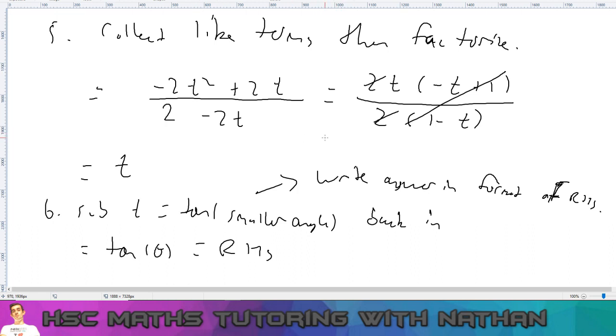That's why I prefer t formula, because it takes complicated trig and turns it into algebra, and algebra is much easier to deal with than trig formulas.